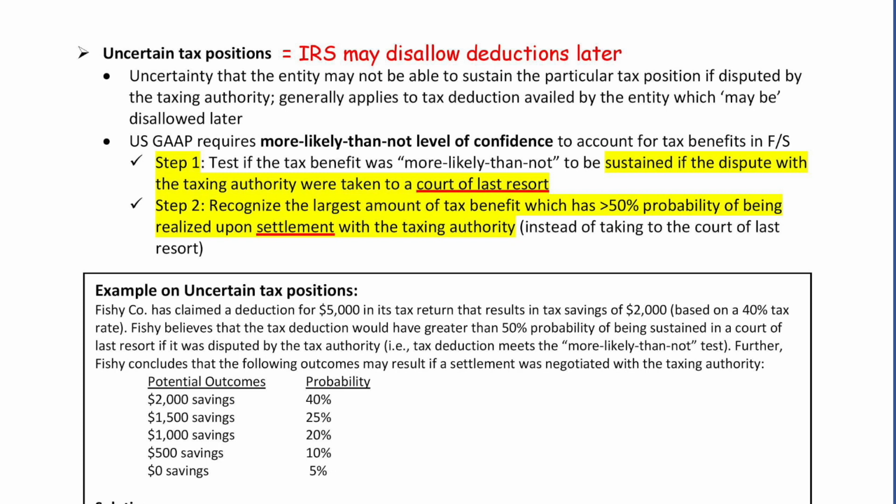So guys, in step number 1, we are looking at will we be able to sustain this dispute when we go to court? But do we want to go to court? No. So in step number 2, we're going to look at the largest amount of tax benefit that we think we'll be able to have if we do a settlement with the taxing authority instead of going to court. So in step number 1, we made sure if we go to court, we'll sustain it. But in step number 2, we didn't go to court, we settled it with the taxing authority.